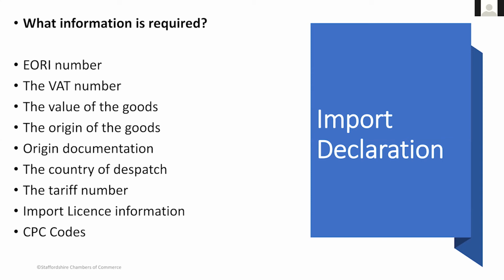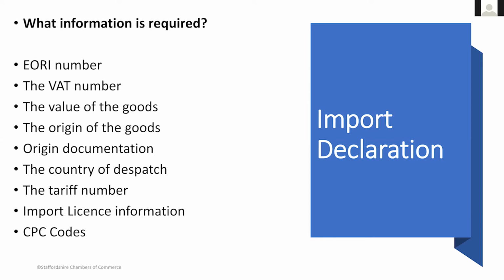Also required for a customs declaration is a VAT number. The value of the goods is required and the origin of the goods. And any supporting origin documentation, so as Wendy mentioned before, certificates of origin, that kind of thing, or any preference documents, that will be required for the customs declaration too. The country of dispatch is required, and the tariff number, very, very important, the tariff number, and any import license information or anything to do with the restrictions that may be imposed on those goods.